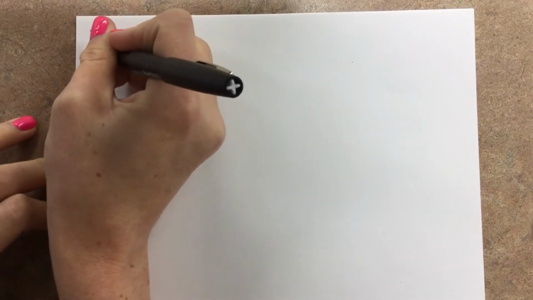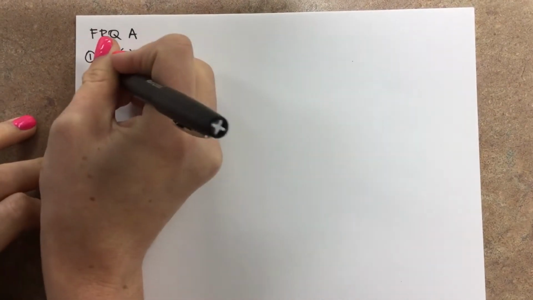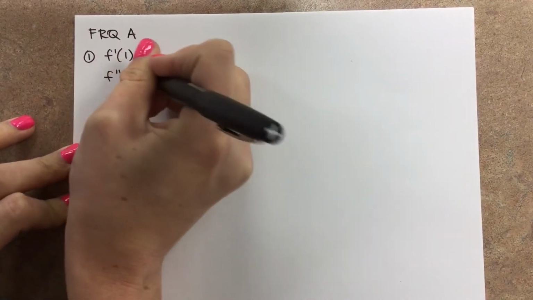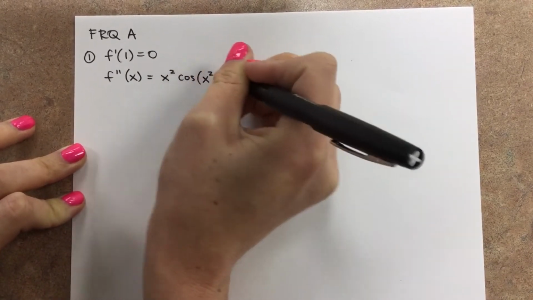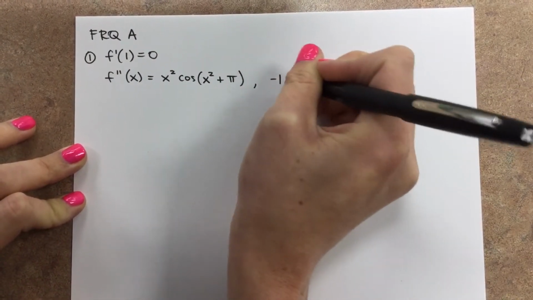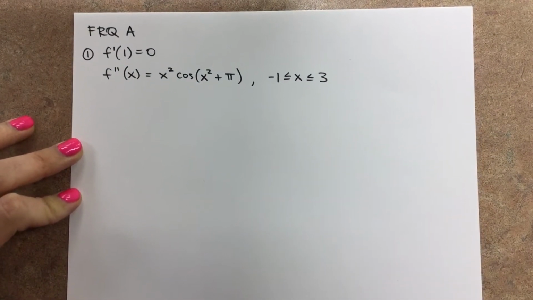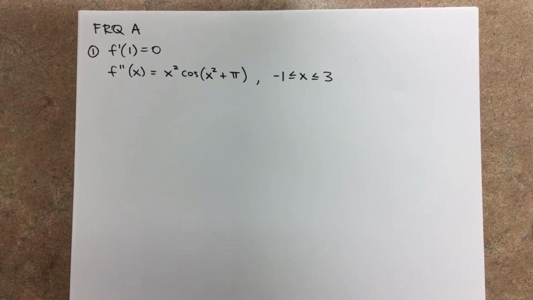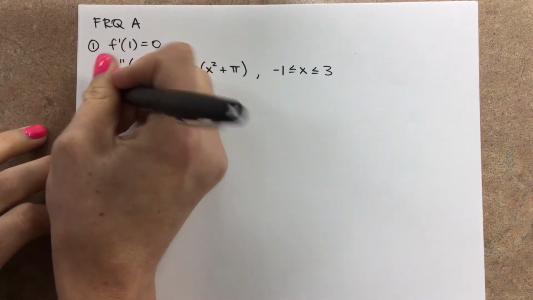So, number 1, it gives us a couple pieces of information. It tells us that f prime of 1 is equal to 0, and then they give us the second derivative is x squared times cosine of x squared plus pi, keeping in mind that pi is just a constant, and it defines it on this restricted interval right here. And then it mentions that f is twice differentiable. That means that f prime exists everywhere. That means that f double prime exists everywhere on that specific domain that they mentioned. So they give us this info, and then we've got a few different pieces that we need to answer.